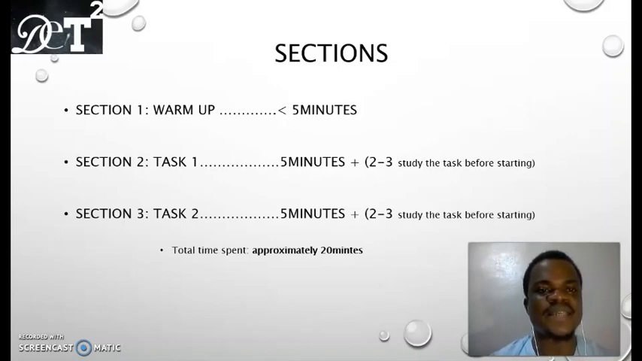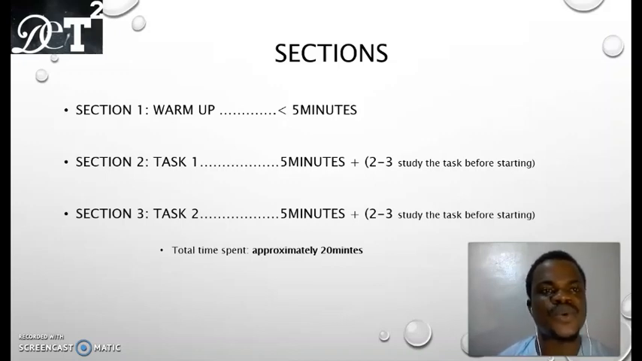After the warm-up exercise, then comes the first task. The first and second tasks last for a maximum of 5 minutes each. But before each of the tasks, you will be given 3 minutes to go through the role play card that will be given to you. So you have to maximize the 3 minutes very well and use it judiciously to read and study the tasks so that you can know how to approach the task. The whole exam usually lasts for roughly 20 minutes.